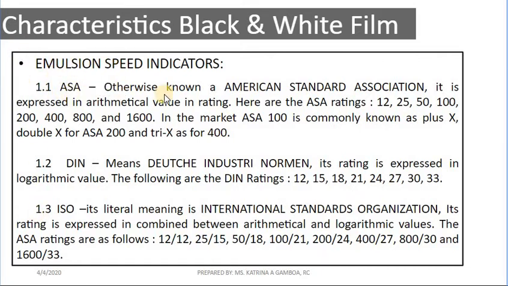So, itong ASA is otherwise known as American Standard Association. It is expressed in arithmetical value in rating. Here, the ASA ratings are 12, 25, 50. Pag sinabi nating arithmetical, dumudoble lang po siya. Tingnan nyo, pinakamababa niya ay 12 and then 25, 50, 100, 200, 400, 800, and 1,600.